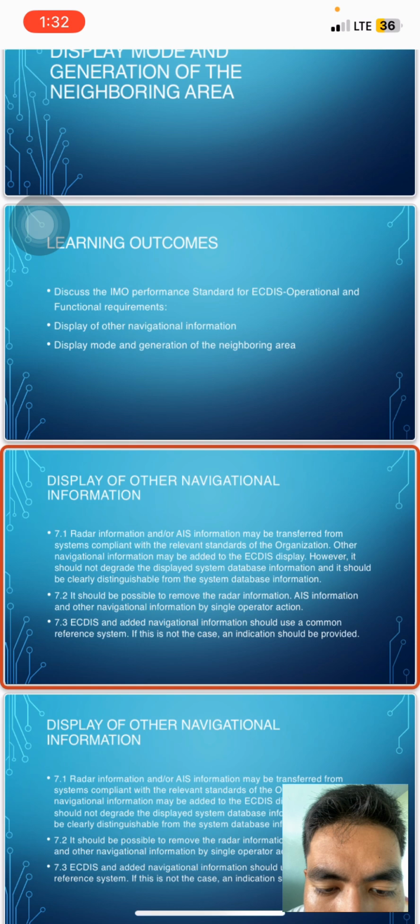ECDIS and added navigational information should use a common reference system. If this is not the case, an indication should be provided.